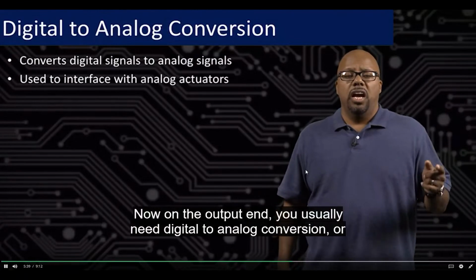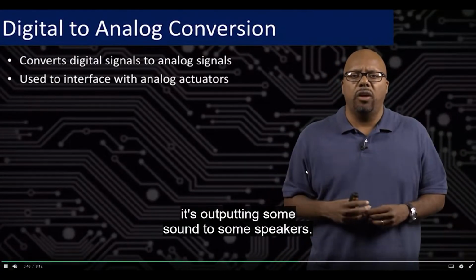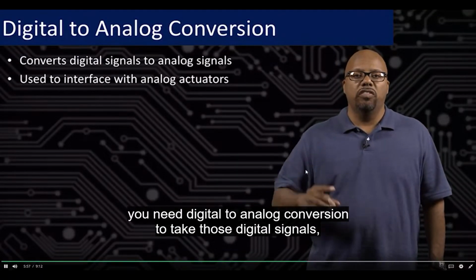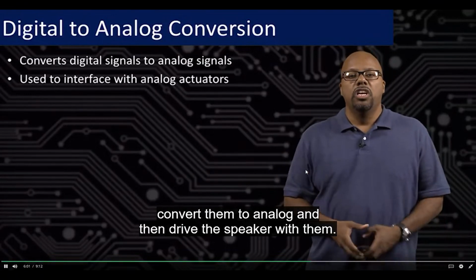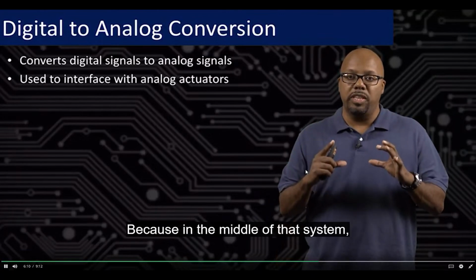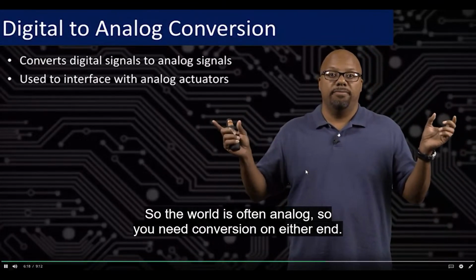Now, on the output end, you often need digital to analog conversion. Let's say I have a microcontroller outputting some sounds to some speakers. These speakers are analog devices. They need an analog signal, but the microcontroller is outputting zeros and ones. So you need digital to analog conversion to take those digital signals, convert them to analog, and then drive the speaker with them. It's very common to see digital to analog conversion on the output of a system and analog to digital conversion on the input, because in the middle of the system, in that microcontroller, it's almost all digital. The world is often analog, so you need conversion on either end.